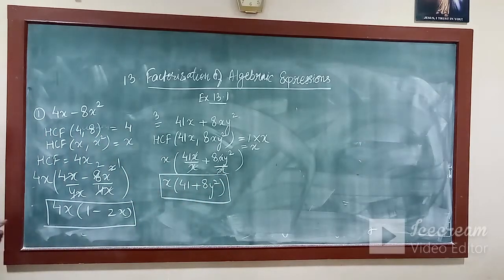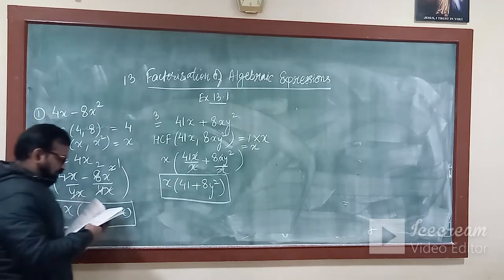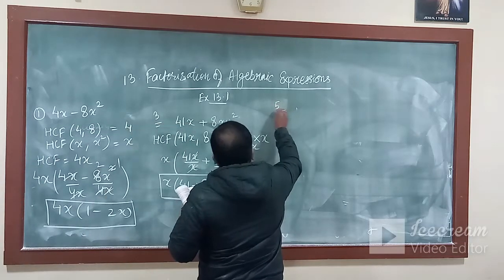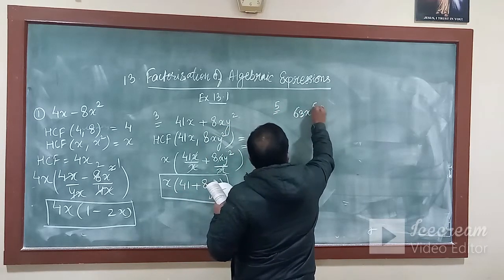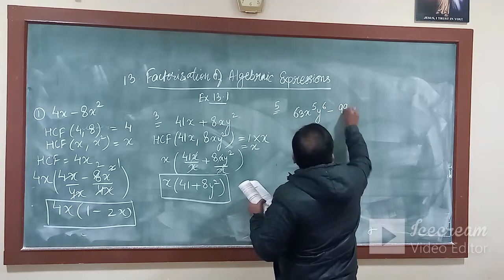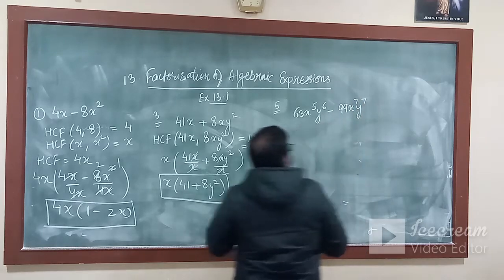So whenever you see the answers at the back, you should know how you are getting these answers. Now suppose I see one more question: 63x to the power 5 y to the power 6 minus 99x to the power 7 y to the power 7. Okay.